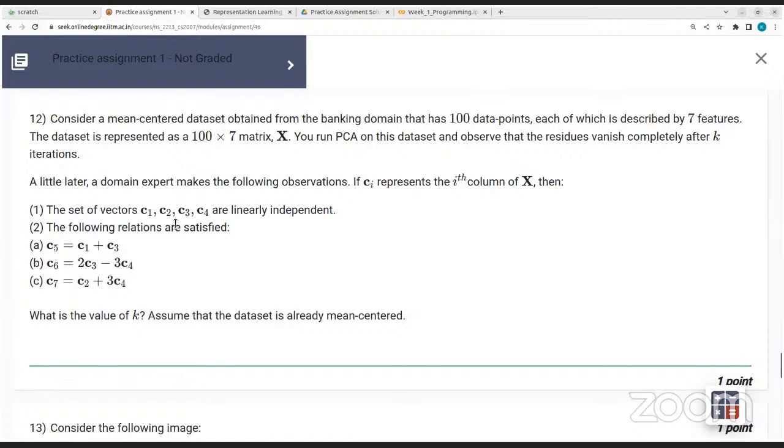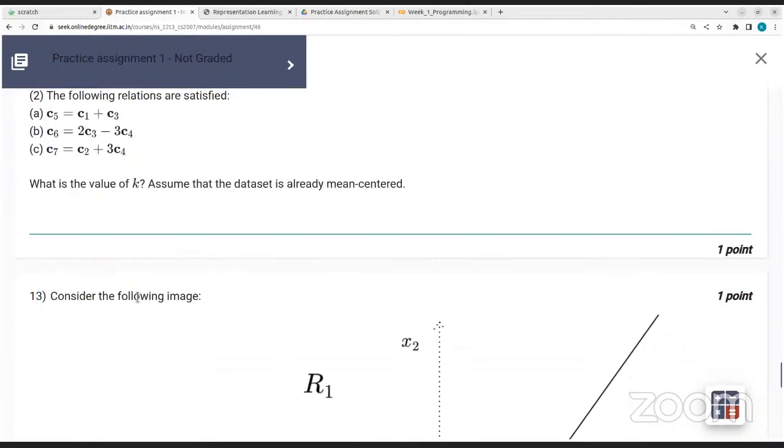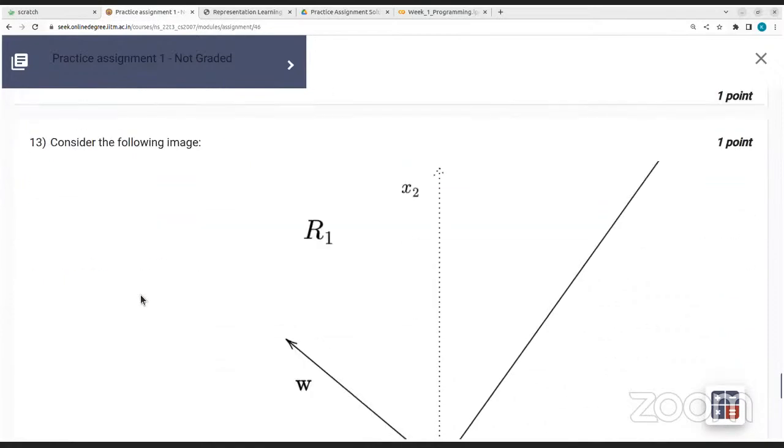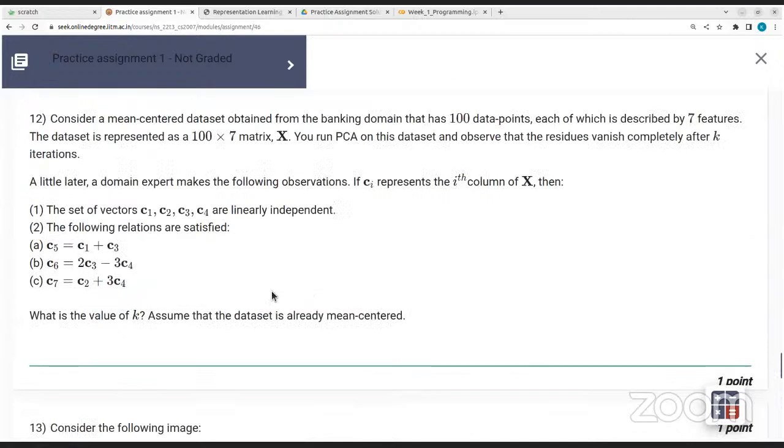Sir, I have one doubt. In question number 12, it is said that four columns are linearly independent, right? So from there, we can say that the rank is 4, right?